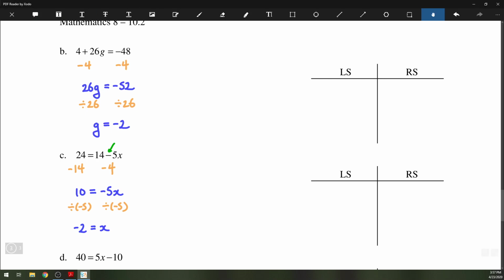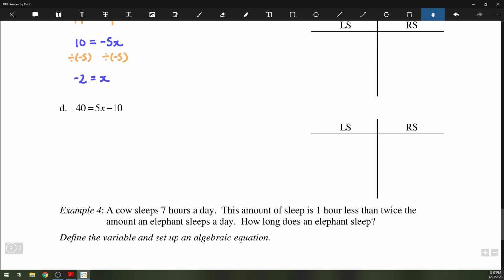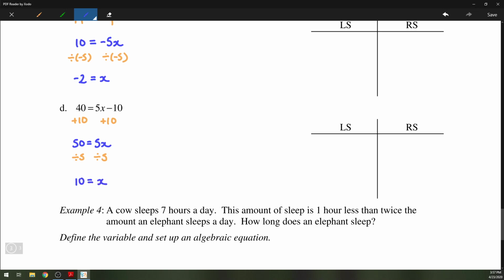Next one is very similar. Again, we want to use the inverse operation, in this case, of subtracting 10, which is to add 10 to both sides. So you'll have 50 is equal to 5x. And then you can divide both sides by 5. And the answer will then be x equals 10 or 10 equals x. And so that's it.